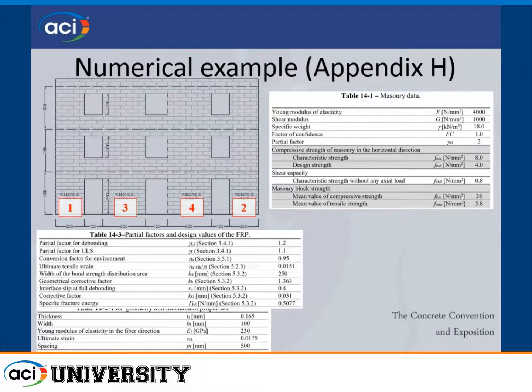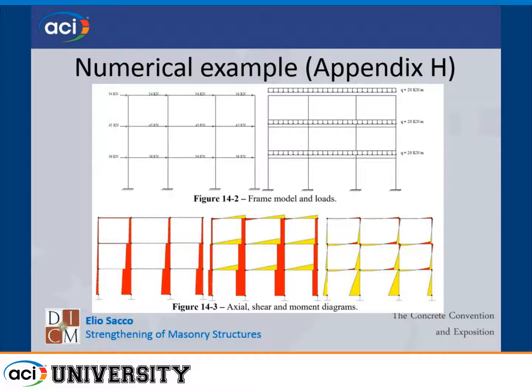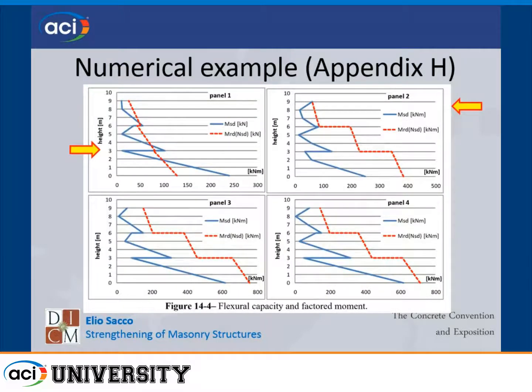I just presented one. This is a facade with 3 openings and 4 columns, 4 piers. This is the scheme: vertical load and horizontal load due to seismic action, for instance. Here we can see the diagrams for axial force, shear forces, and bending moment. Then we can see that in this case the bending moment required is greater than the resistant bending moment. So we have to make an intervention.